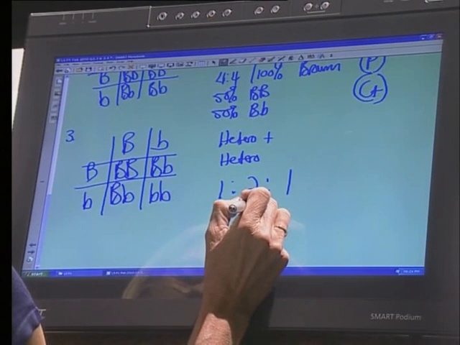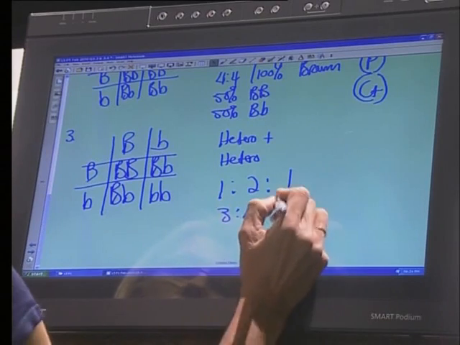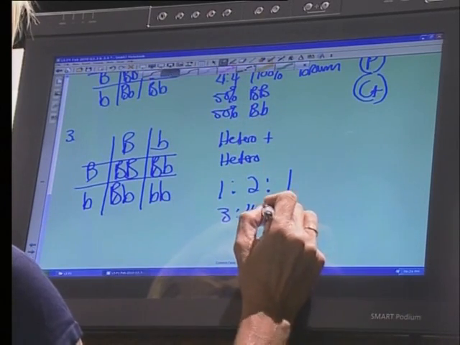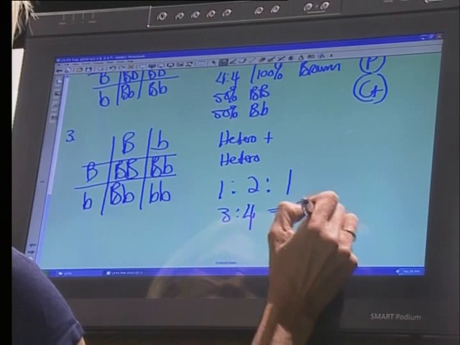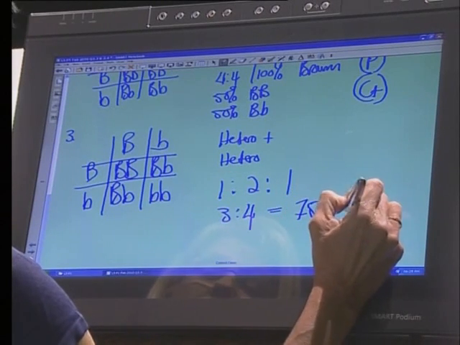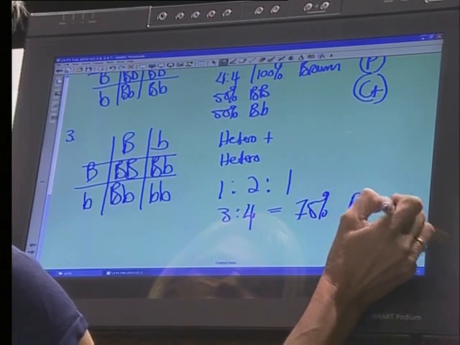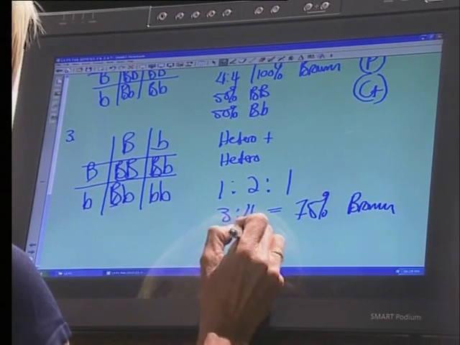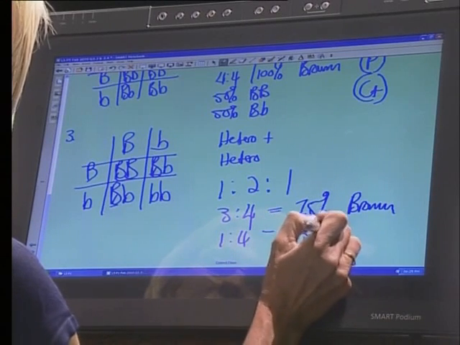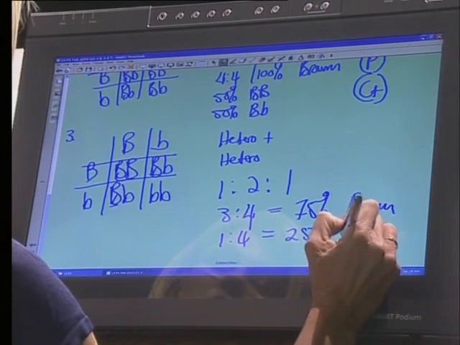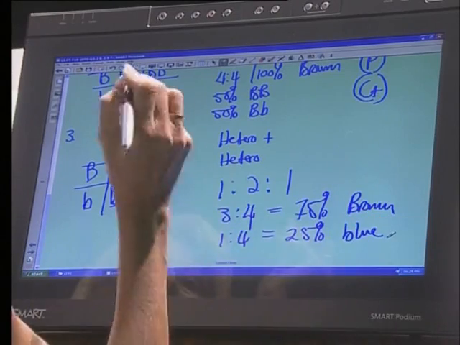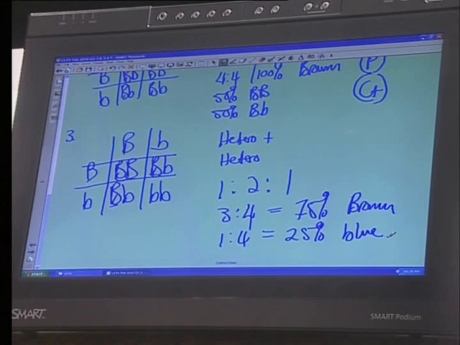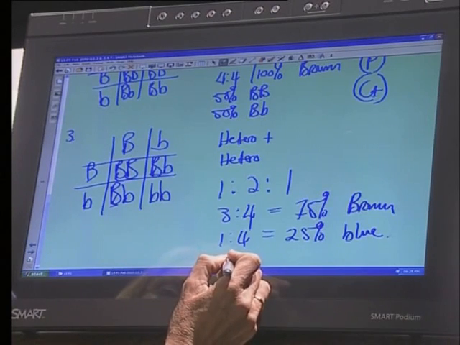3 to 4 are going to have the dominant, 3 out of 4, or 75%, are going to be brown because of the dominant gene. And 1 to 4, or 25%, are going to be blue. But it's always a 1:2:1 ratio if it is heterozygous plus heterozygous. Okay.